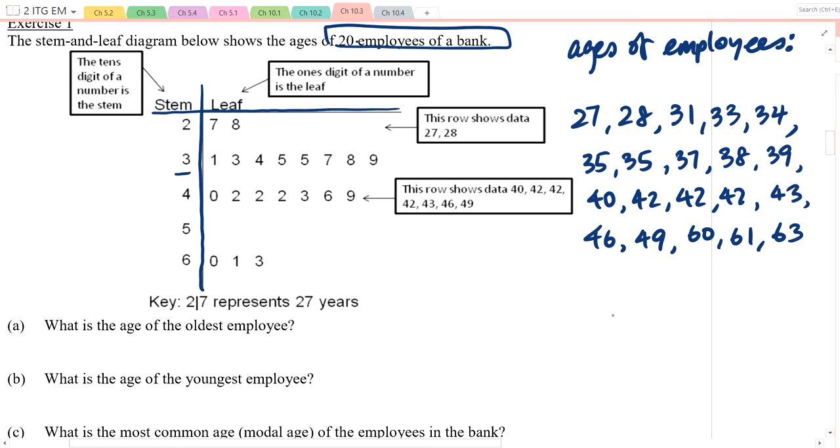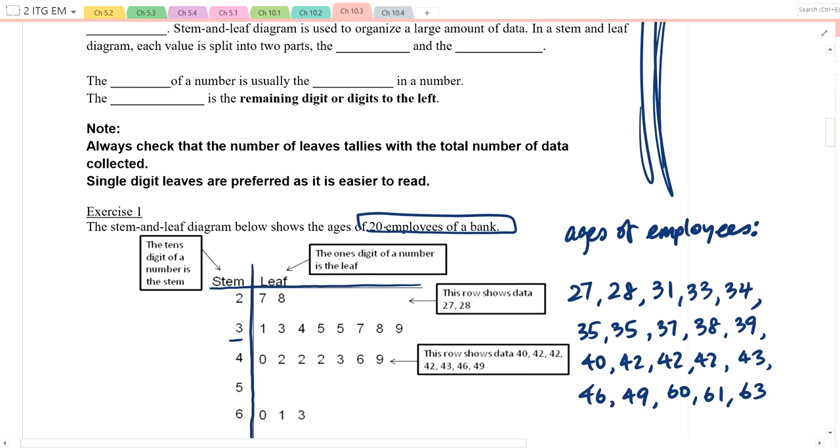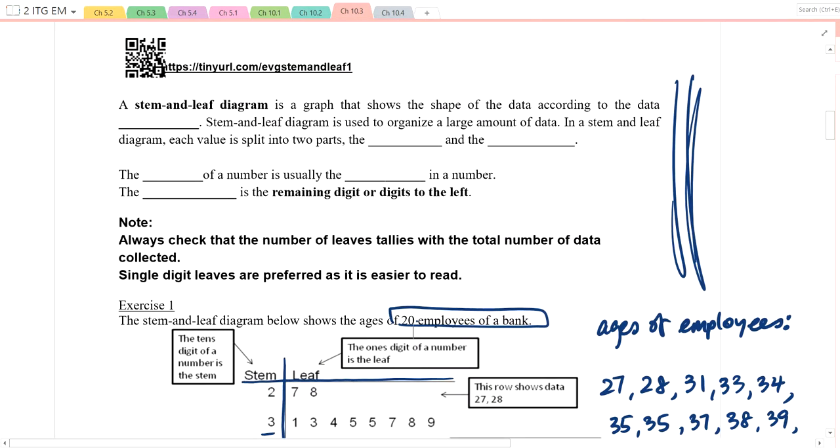So this is how we represent the information in a stem and leaf diagram. I could give you a whole bunch of 20 numbers over there. You see already, your eyes also blur. But if I represent it in a stem and leaf diagram, it cuts down on the amount of numbers that we have to write. So instead of writing 40, 42, 42, 42, 43, 46, 49, I just write 4, 0, 2, 2, 2, 3, 6, 9. Makes things a bit easier. Okay, now we are ready to fill in the blanks over here. So stem and leaf diagram.